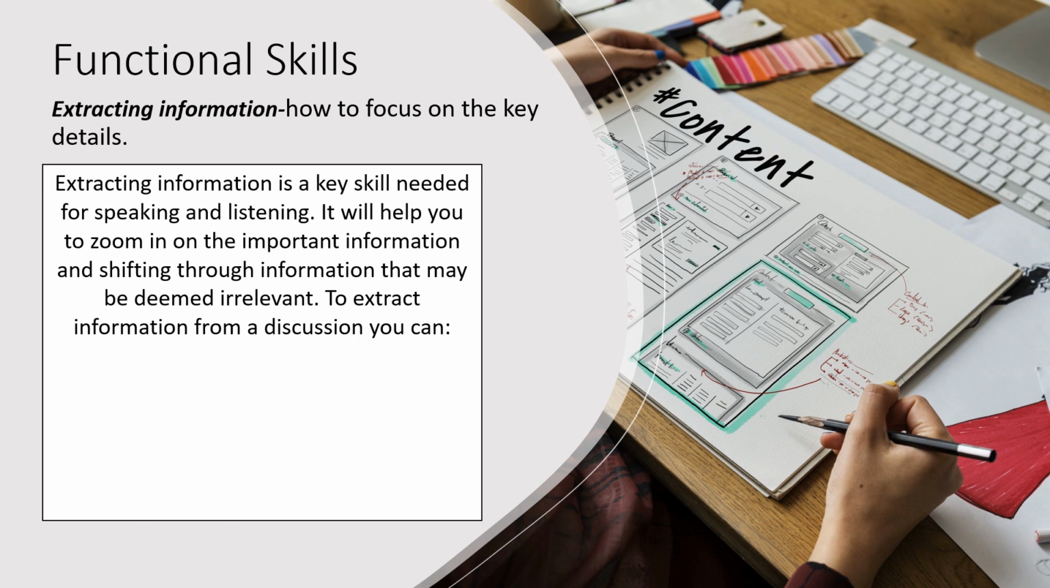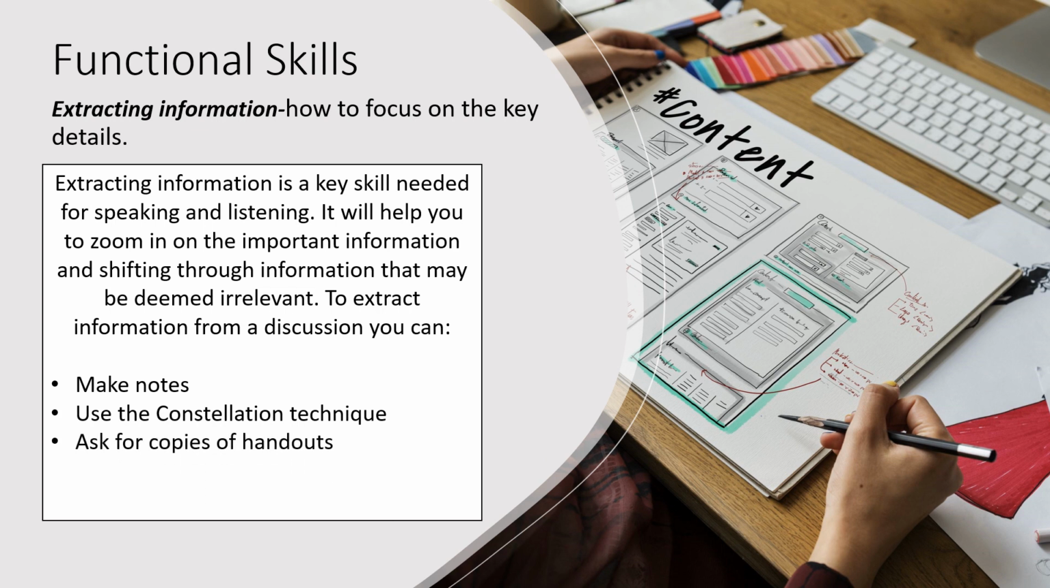So, extracting information is a key skill needed for speaking and listening. It will help you to zoom in on the important information and sift through the information that may be deemed irrelevant. To extract information from a discussion, you can make notes, use the constellation technique, ask for copies of the handouts, and write down questions to ask at the end of the discussion.